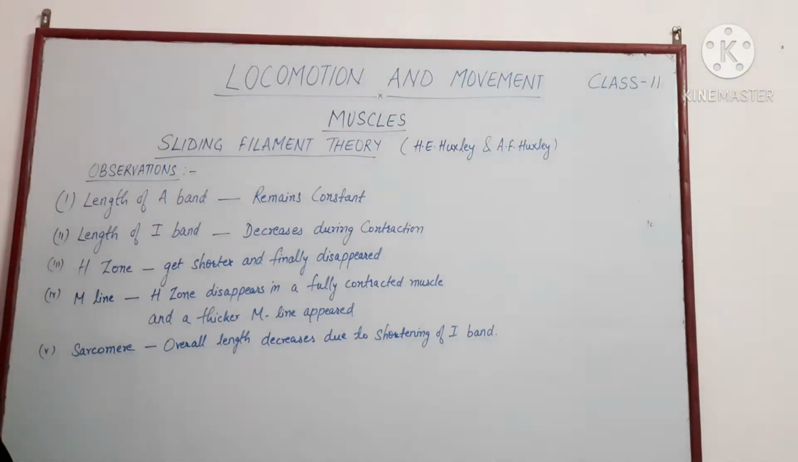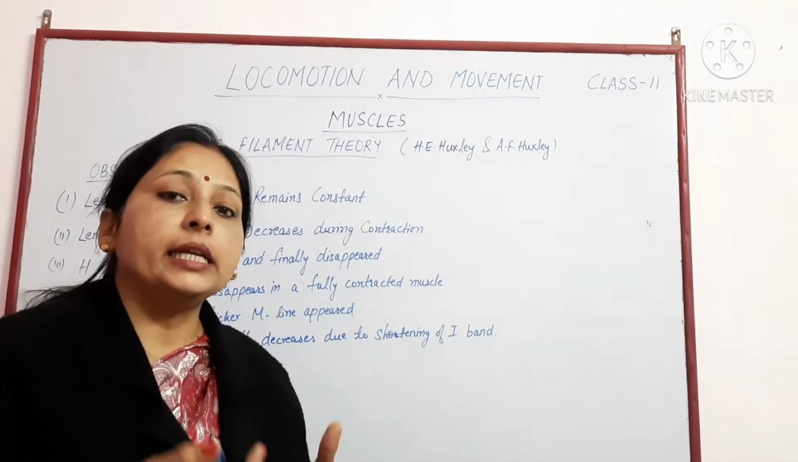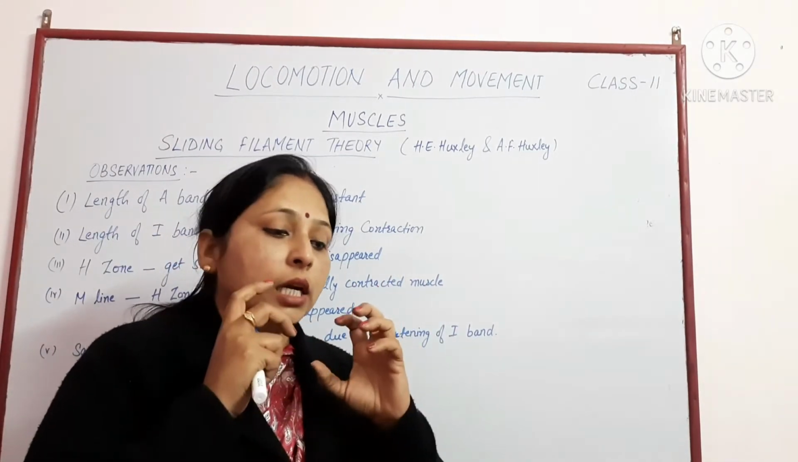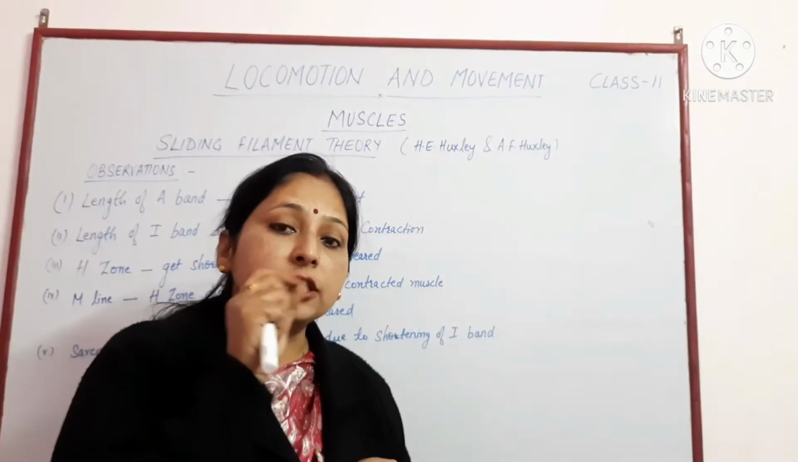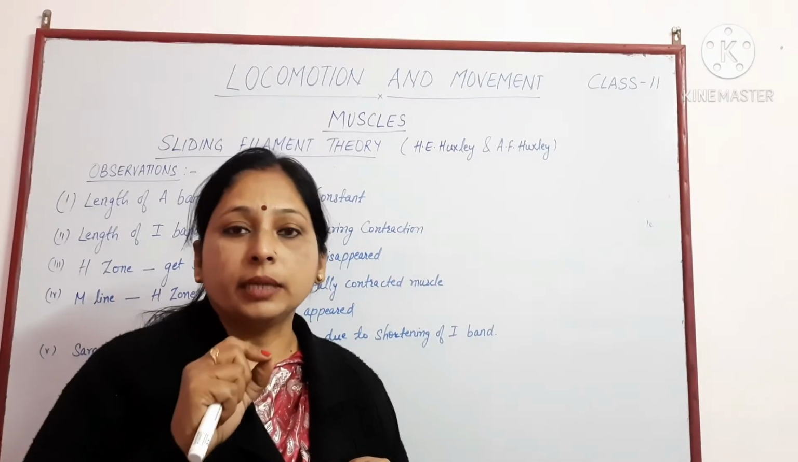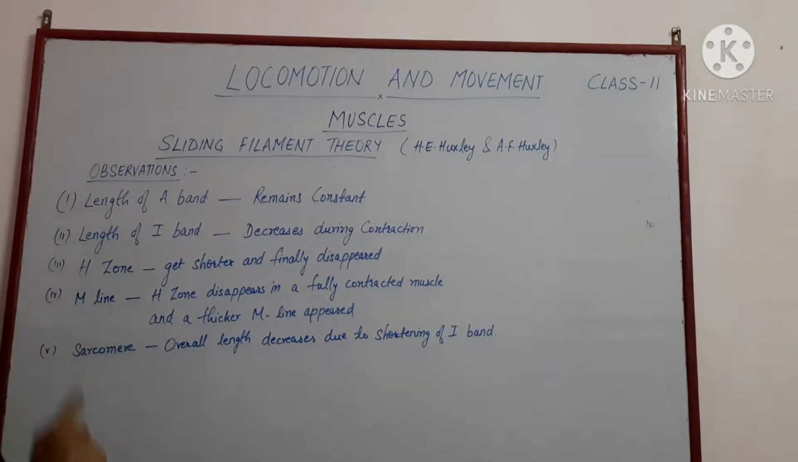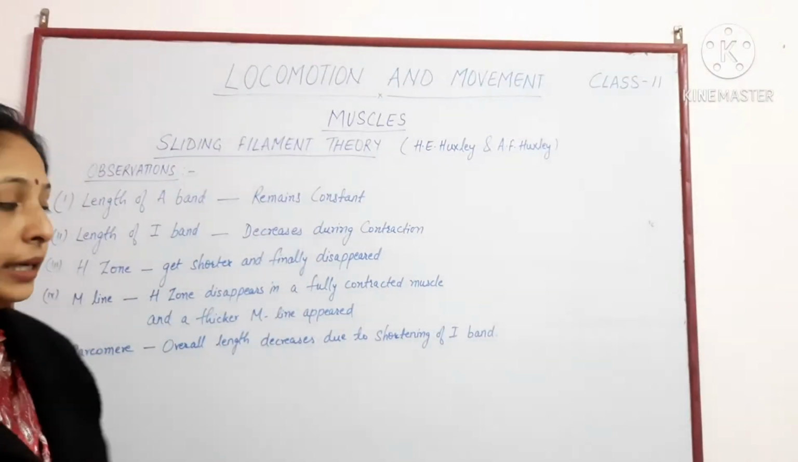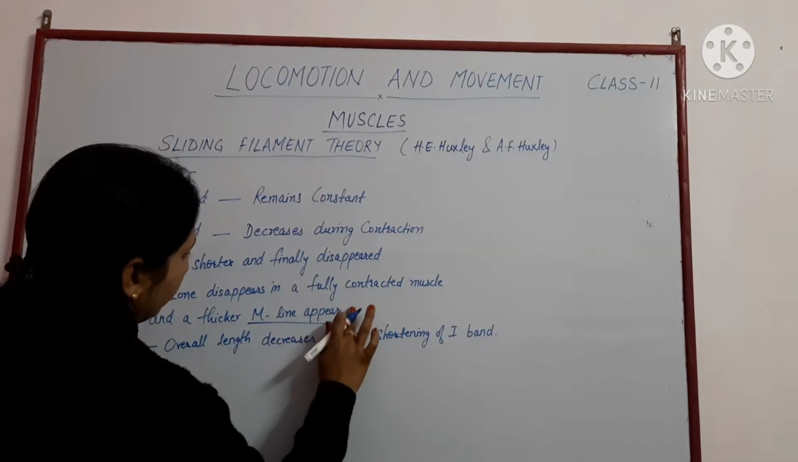Next is the H zone. The H zone becomes shorter and finally it disappears in a completely or fully contracted muscle. In a fully contracted muscle, the H zone disappears and a thicker line appears, and that thicker line is termed as M line. Here the H zone disappears in a fully contracted muscle and a thicker M line appears.